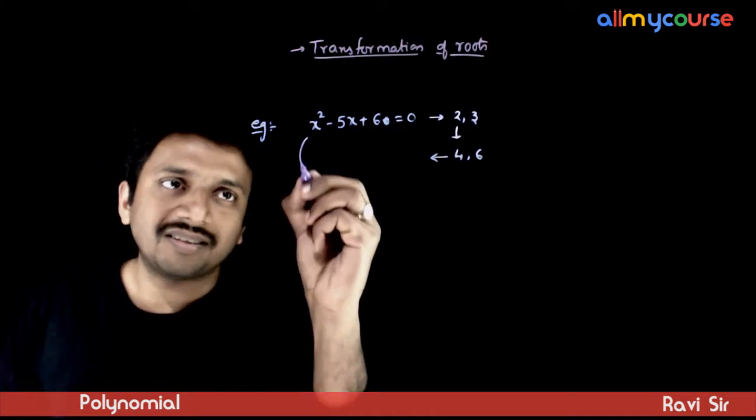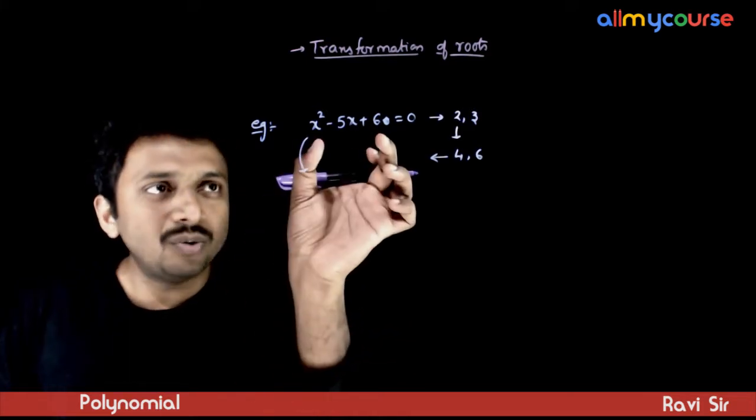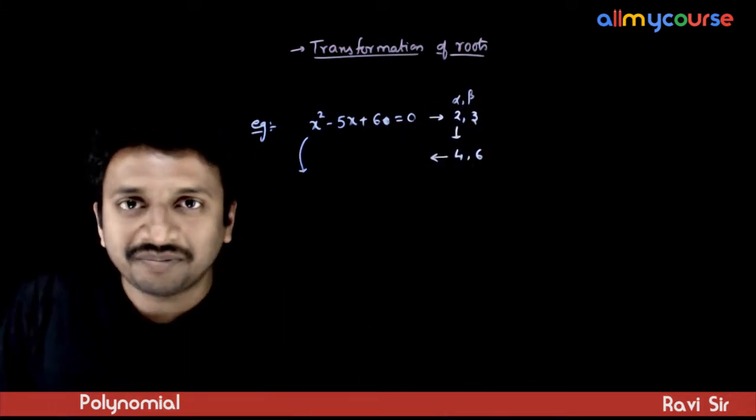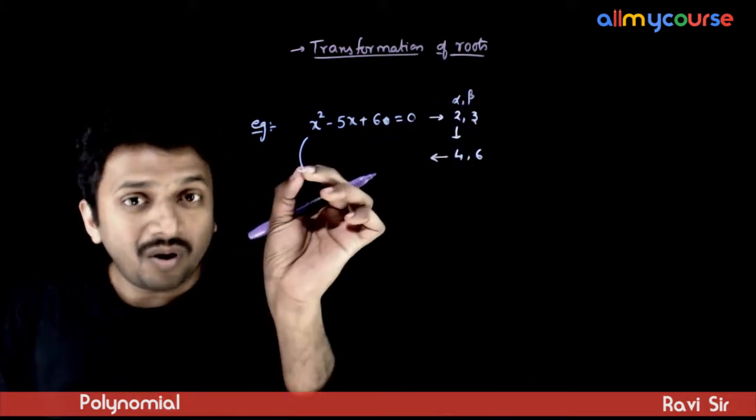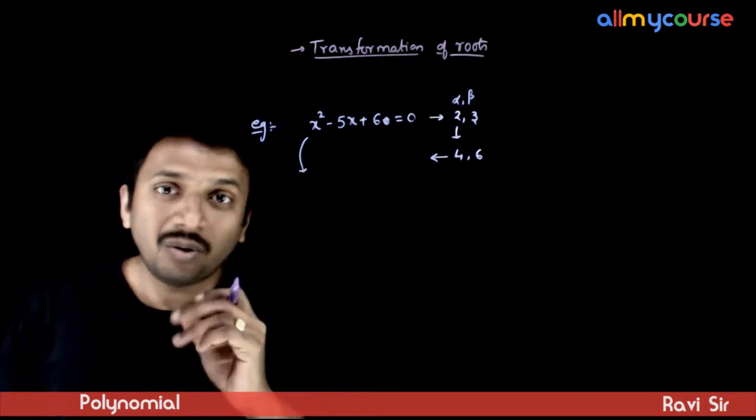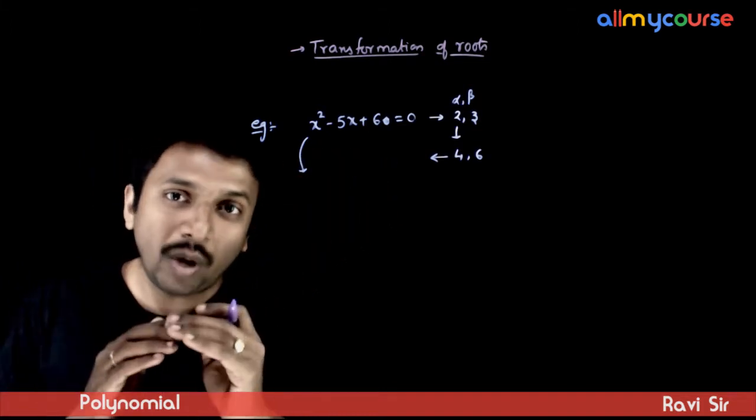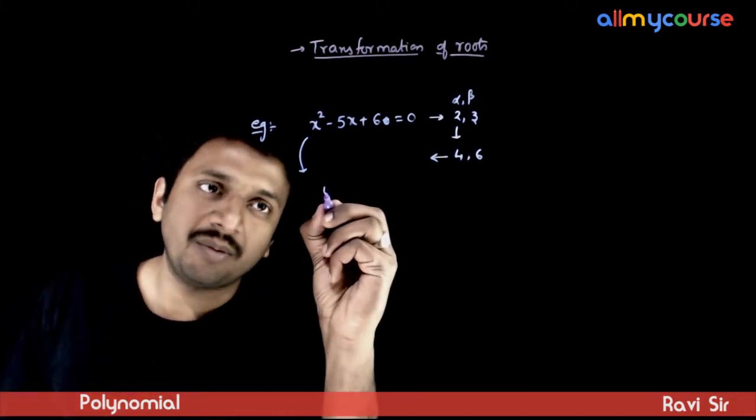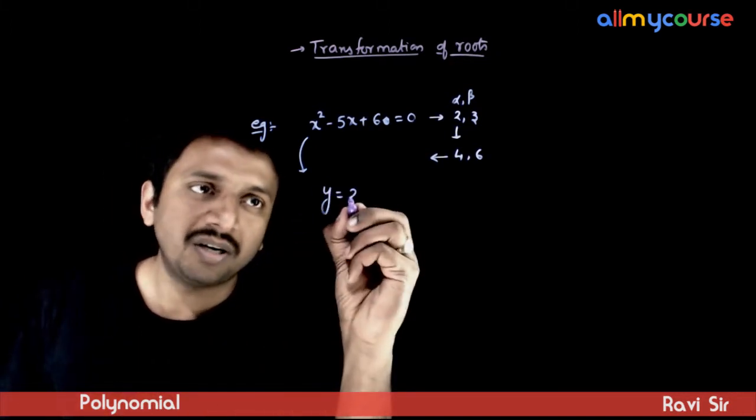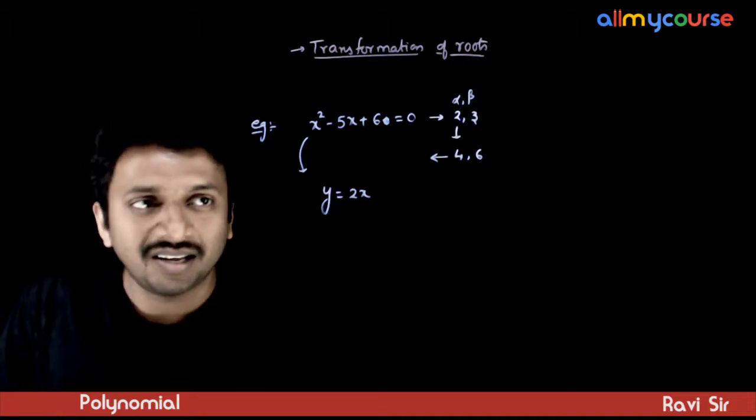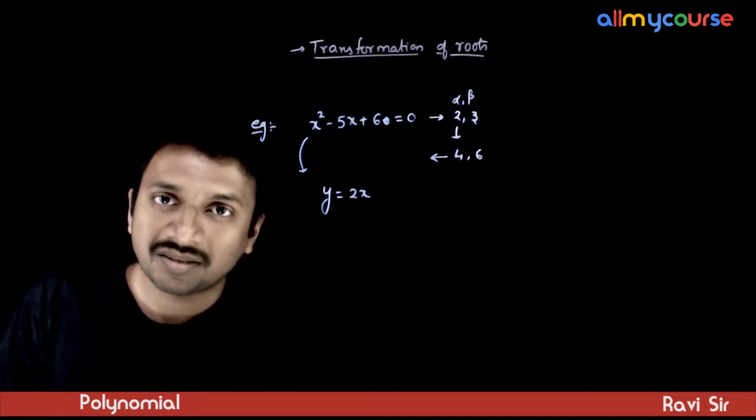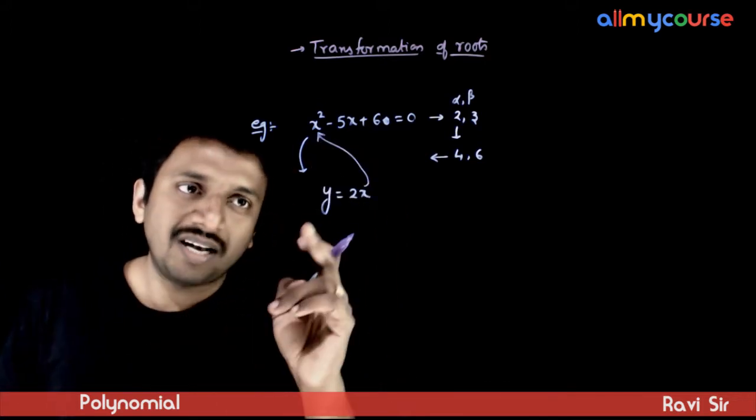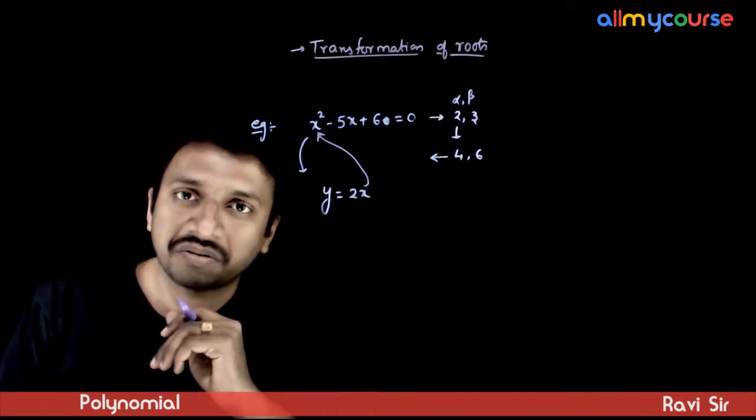The process is like this. Let us say that the roots of this equation are alpha comma beta. Now I want the equation whose roots are 2 alpha and 2 beta. So let us take a variable y is equal to 2x. Let us say that x is a root of this equation.